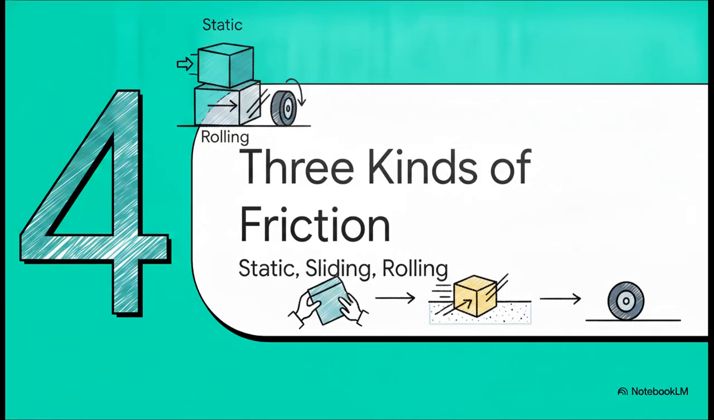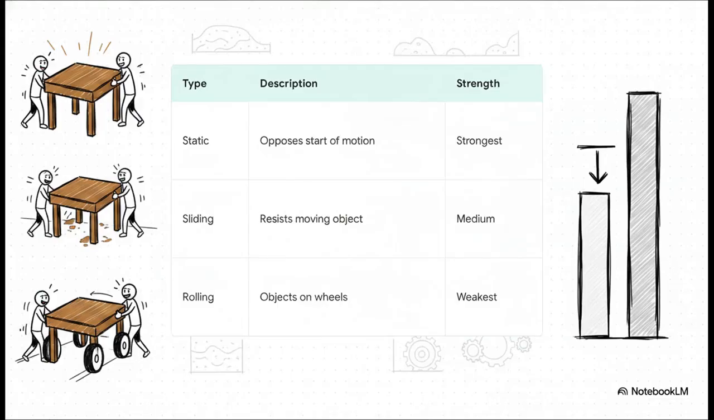But it turns out not all friction is created equal. Understanding its different forms is totally key to how we manipulate our physical world. Let's check out section 4, 3 kinds of friction. This hierarchy is pretty fascinating, and it's all based on how things are moving.